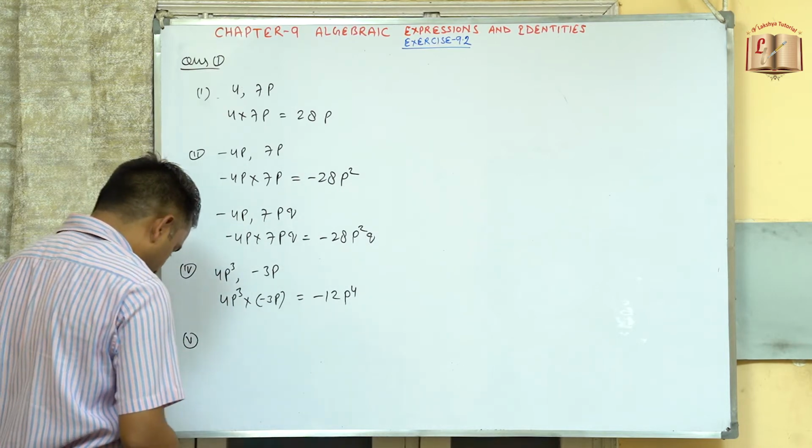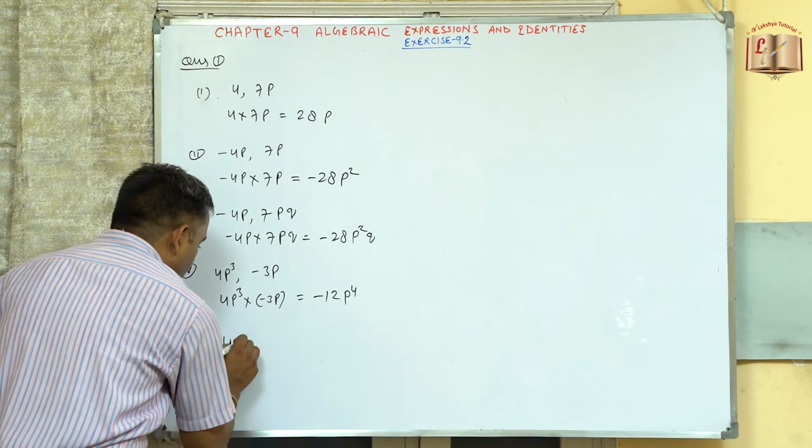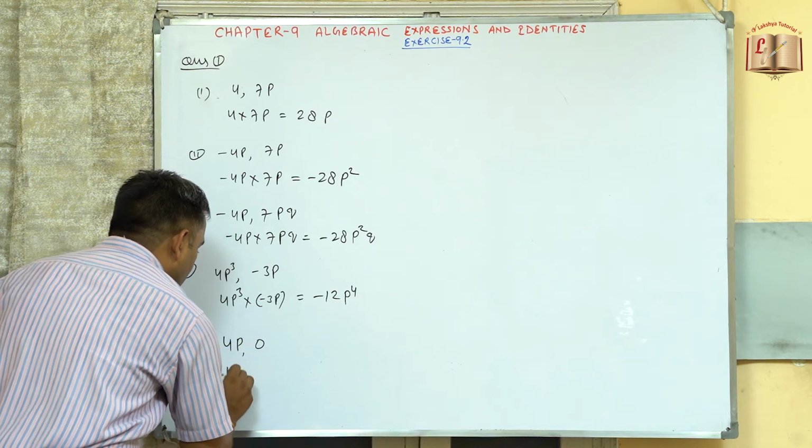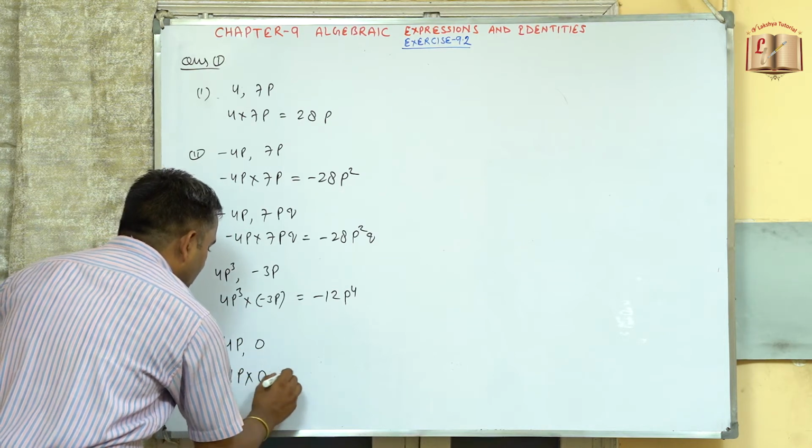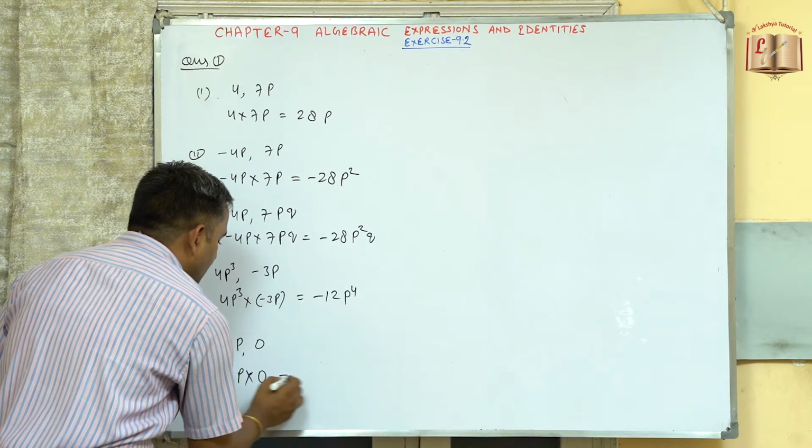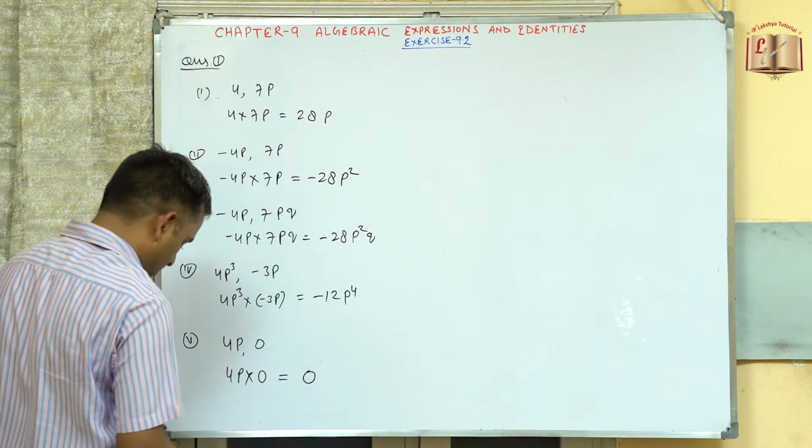Similarly, coming for the fifth part, this is 4p comma 0. So 4p into 0, any number multiplied by 0 is always 0.